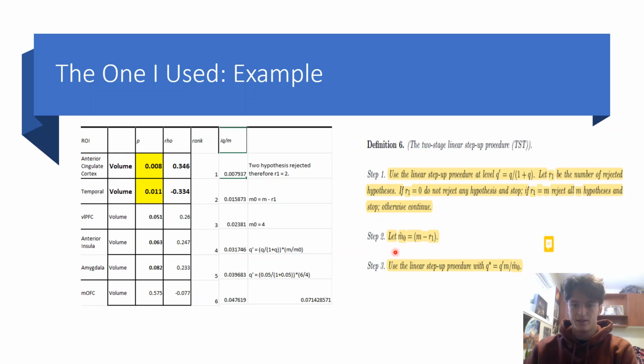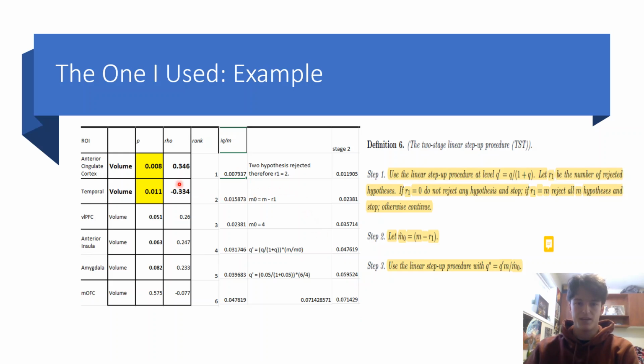And then look right here, let M0 equal M minus R1. M is the total number of tests, so 6. So we have 6 minus 2, M0. M0 equals 4, that makes sense. And then now you do the same linear step-up procedure with q star. So that's going to be q prime. So recall that q prime is right here, q divided by 1 plus q times M divided by M0. M is going to be 6. M0 is going to be 4. We just found that out.